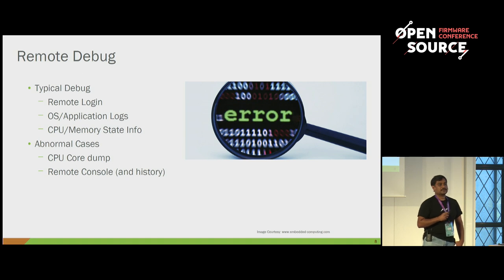Debug. When things go wrong in the servers, the way we debug is typically, if the system is accessible, you log into the system, look at the logs from the application or the operating system, and find out what happened. What is the problem with that particular application or the operating system? But in some cases, the whole kernel is hung. In that case, other than the serial console, we don't have any other way to debug it.